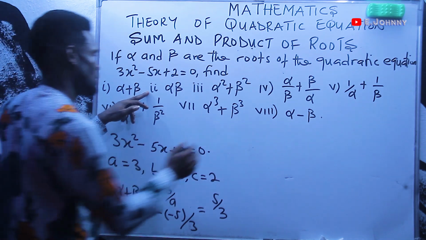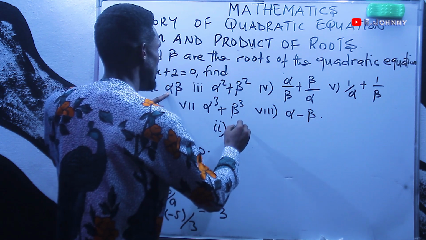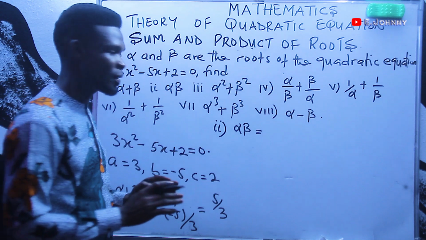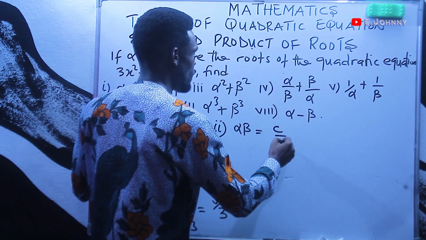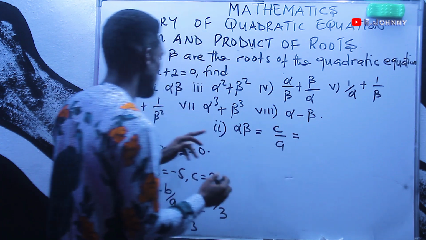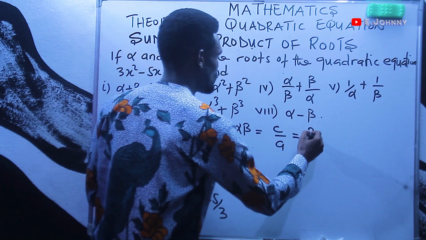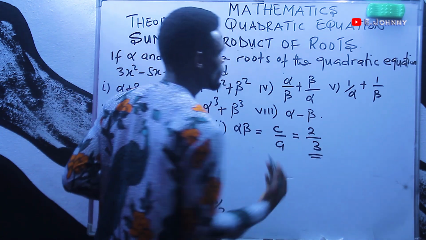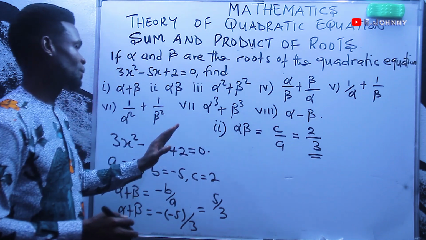So you have answered the first part of the question. Now the second part, which is II, says find alpha beta. So you have to recall that alpha beta is c over a, which is equal to, now what is your c? C is 2. So you put 2 over, what is a? A is 3. So you have 3. You have finished answering the question. So that is I and that is II.